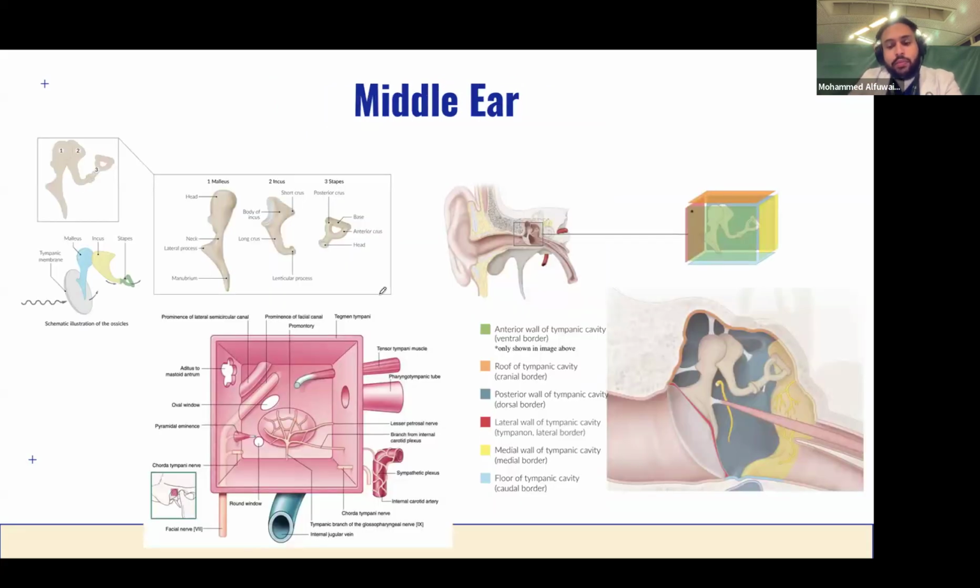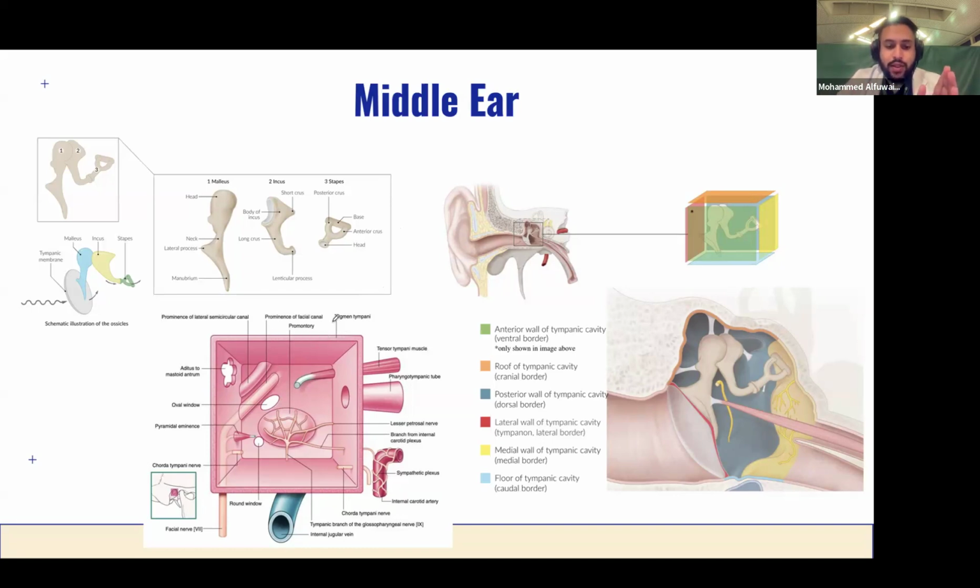Then we go into the middle ear. In the middle ear, what I want you to remember are the borders. Why? Because you need to understand the complications of the pathologies of the middle ear. And it relates to the borders and the structures inside the middle ear. So, if we're looking at the middle ear, the medial border is the cochlea. Lateral is the tympanic membrane.